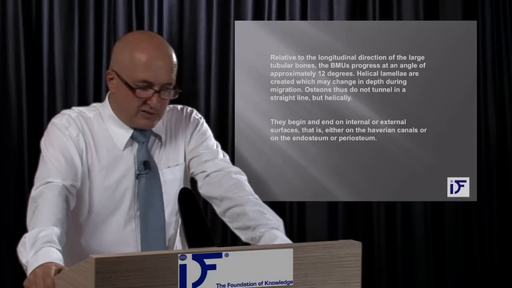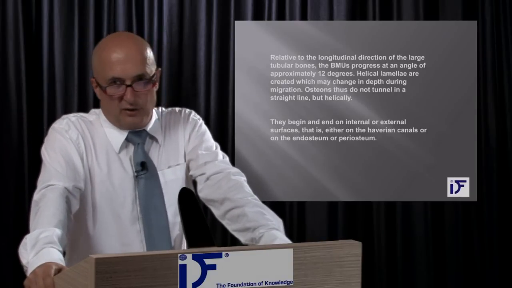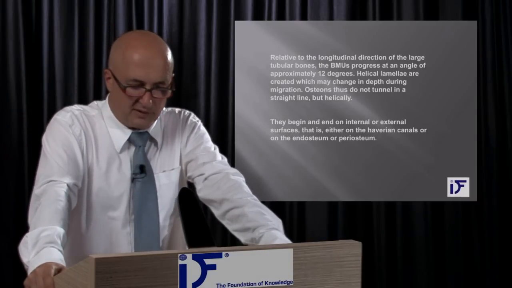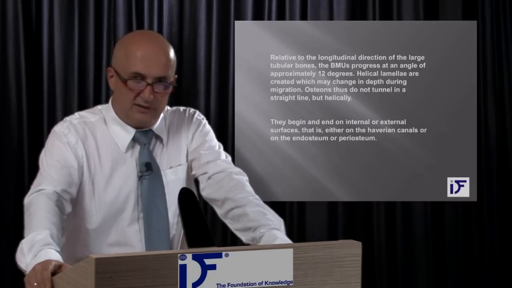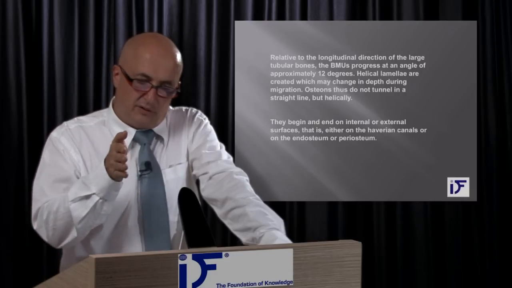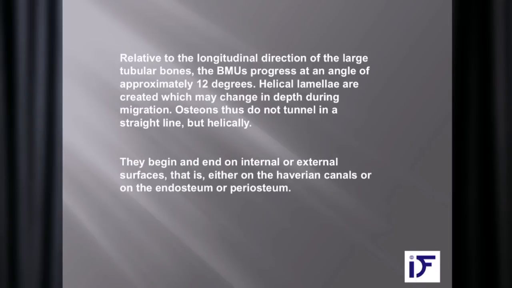Sometimes I get the question, in which direction are the osteons running? Now the osteons are not running exactly in the direction of the bone, but they kind of travel in a spiral around the bone. It's mentioned in the literature that the progress is with an angle of approximately 12 degrees.